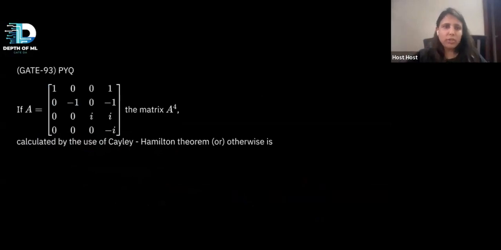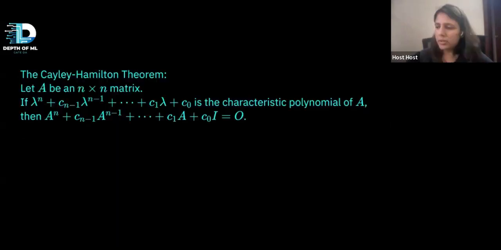Let's see one question that was asked in GATE 93. So this was asked in GATE 93. This Cayley-Hamilton theorem has been asked in GATE sometimes directly, but at least 4 to 5 times I could see that it has been asked, and that's why I'm adding it in our lecture. So let's see what it says.